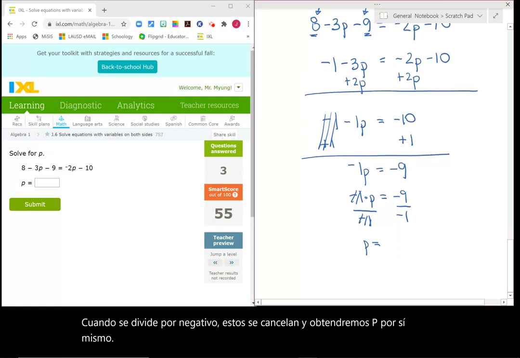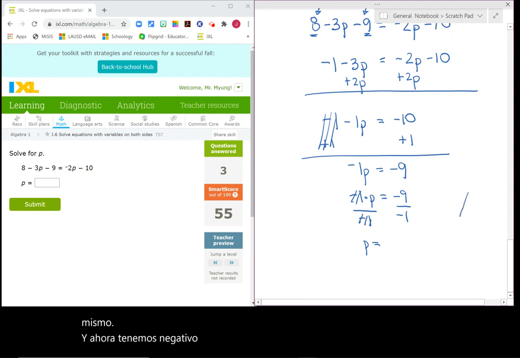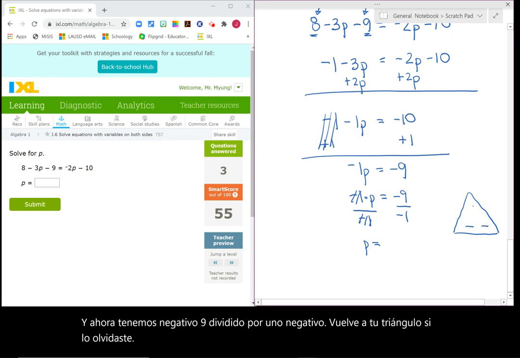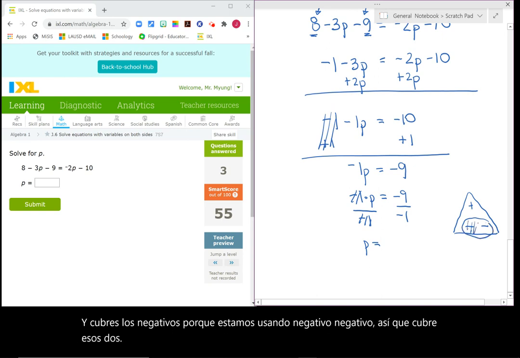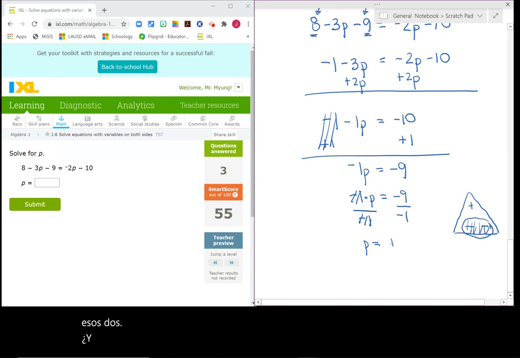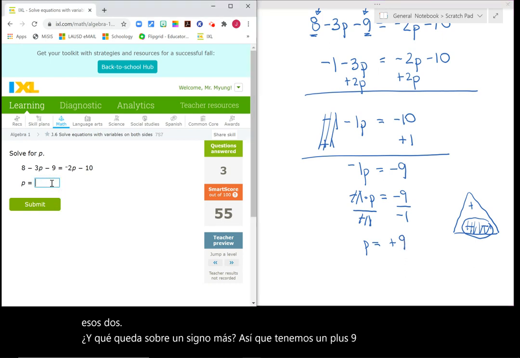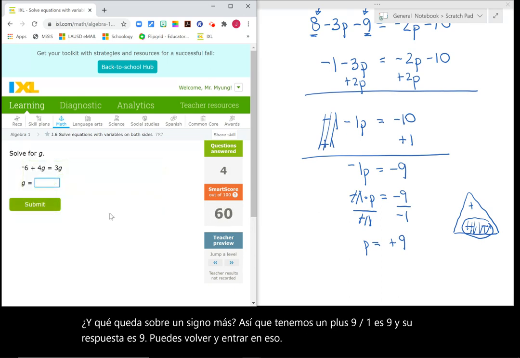And now we have negative 9 divided by negative 1. Go back to your triangle if you forgot, and you cover up the negatives because we're using negative negative, so cover those two up. And what's left over? A plus sign. So we have a plus. 9 divided by 1 is 9, and your answer is 9. You can go back and enter that, and there you go.